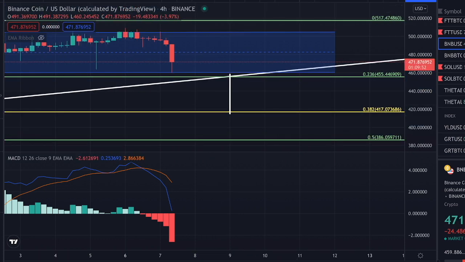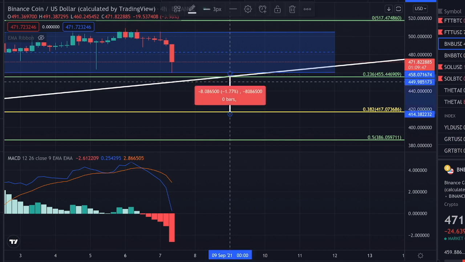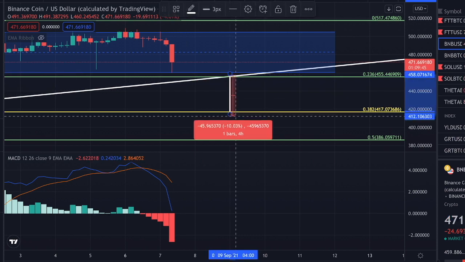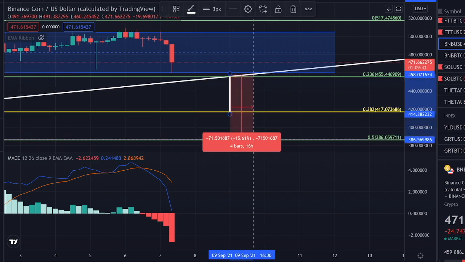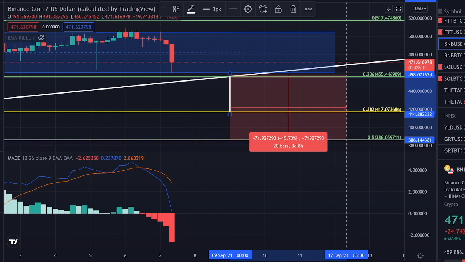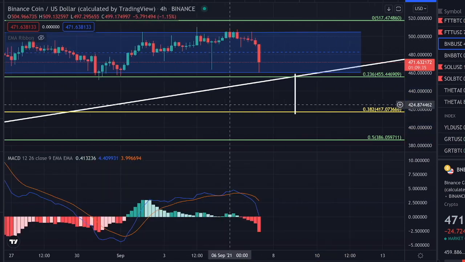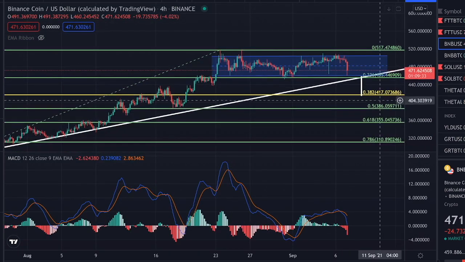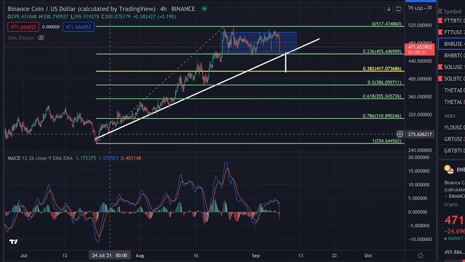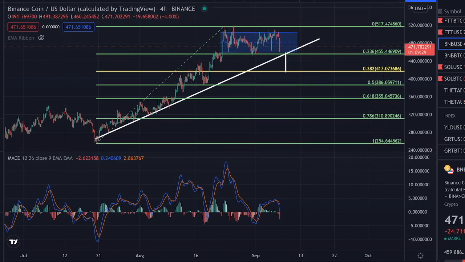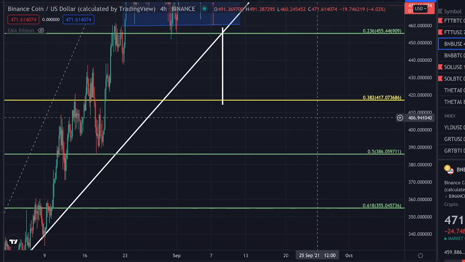So if we take a look and measure the scenario towards the 0.382, we would see a decline of approximately 10%, but if we head all the way towards the 0.5 Fibonacci, we would be seeing a decline of almost 16%. For sure, this is still a healthy decline, but what I think is very concerning is that we will be breaking our previous ascending support that is clearly showing us the uptrend.